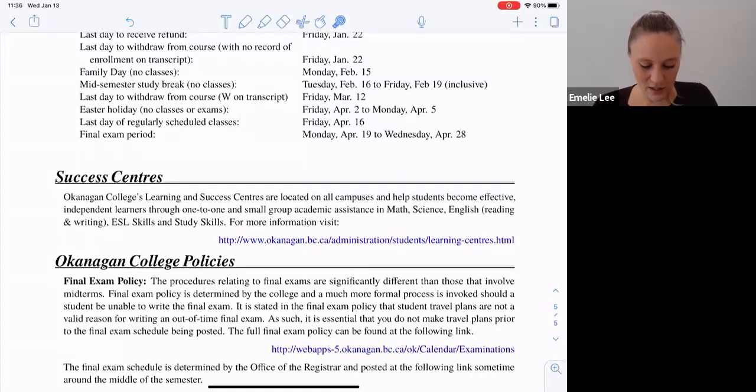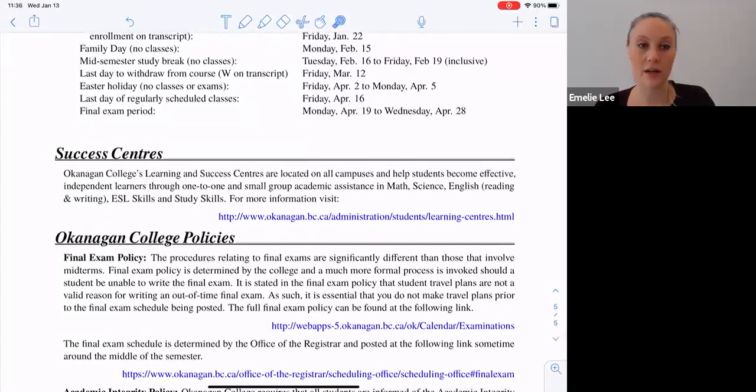All right, so some things to be aware of. There is the Success Centers. I think it used to be called the Learning Center or something like that. Anyways, free tutoring. People are hired by the college and you go to them with questions if you're not comfortable talking to me, or maybe you just need a different perspective.